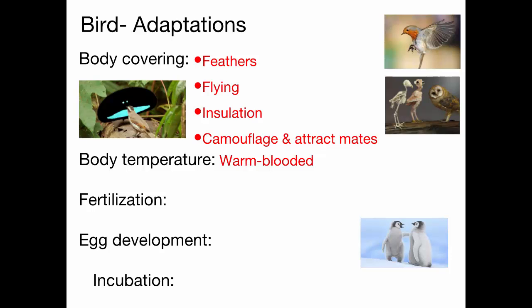How about fertilization? Internal. They're just like reptiles. The male deposits sperm in the female reproductive system. It fertilizes an egg cell, and then the egg forms around it. The thing we think of as an egg you buy in the grocery store doesn't form until after the egg cell has been released. And then the development of that embryo happens outside of the body, external, in the egg.